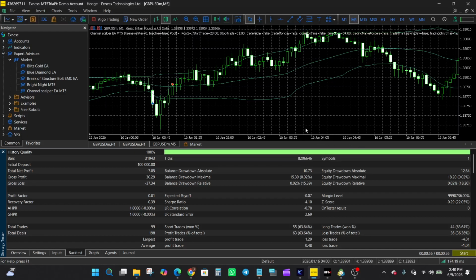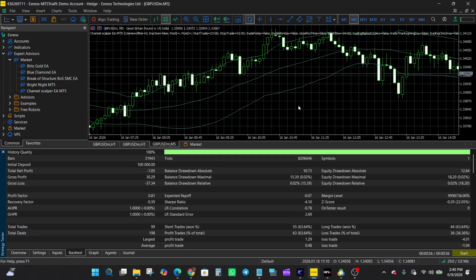Now, in terms of results, this is strictly historical backtest performance, so it is important not to treat this as future prediction. Results can vary significantly depending on broker conditions, spread quality, execution speed, and your own risk settings. I would also strongly recommend running longer term testing yourself so that you can understand how it behaves across different market cycles rather than relying on a single data set.